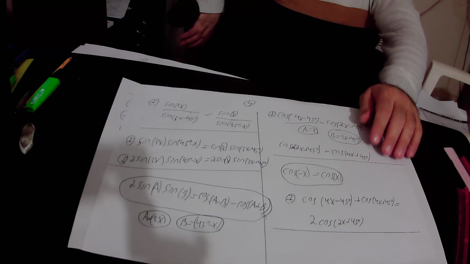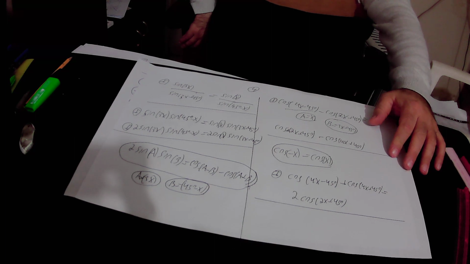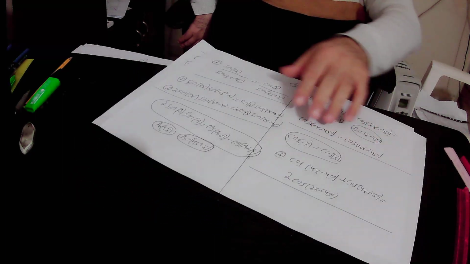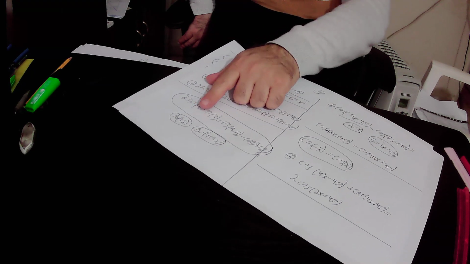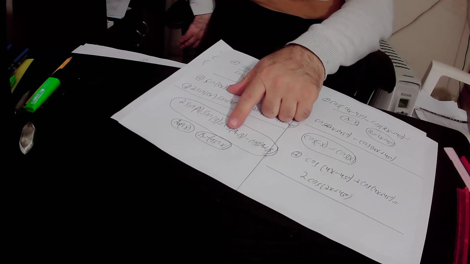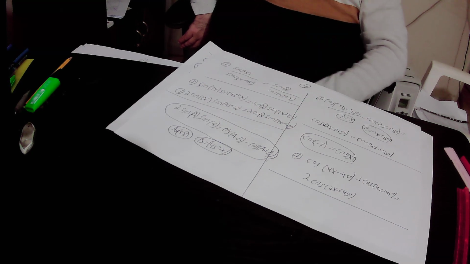So according to this trigonometric identity, what is cosine (A minus B)? A is 3x and B is 45 degrees minus x, so A minus B is 3x minus (45 degrees minus x).